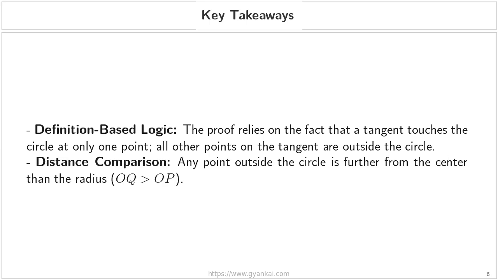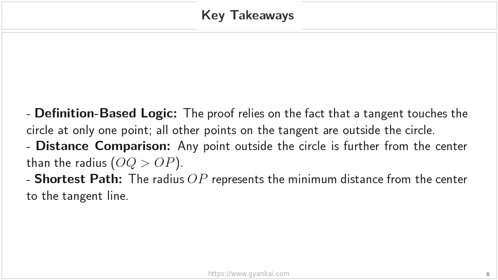This leads us directly to our second point, the distance comparison. As we established in our step-by-step proof, if a point, let's call it Q, lies outside the circle, the distance from the center O to that point Q must be greater than the radius. In mathematical terms, we say OQ is greater than OP.